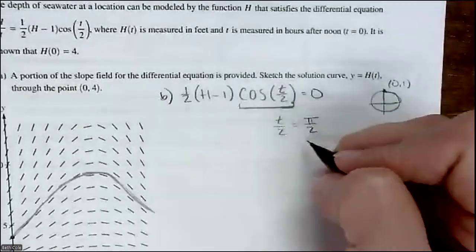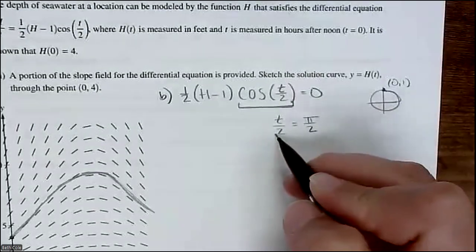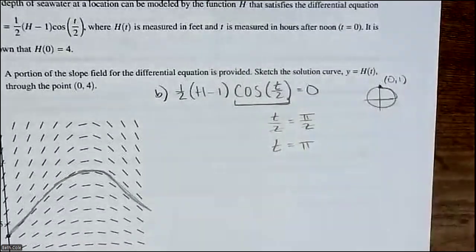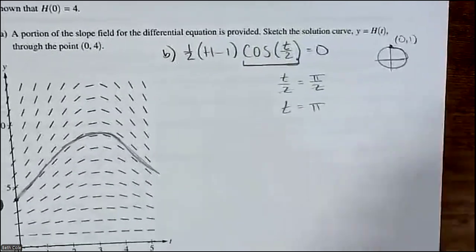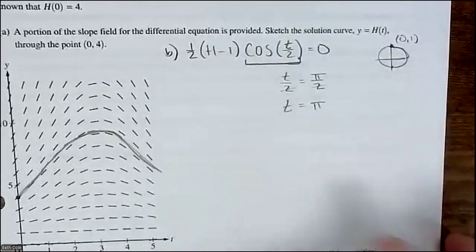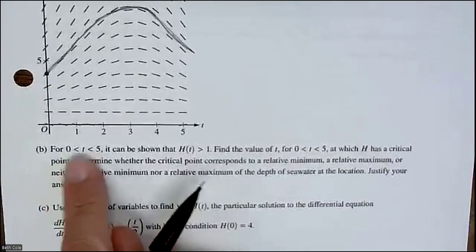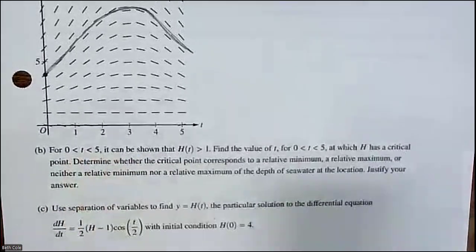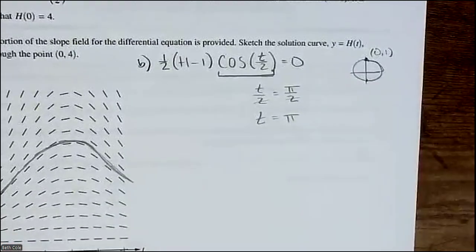And then what would you do to get t by itself? Basically, multiply by 2. The 2s are just going to cancel. So you get t equals pi, which is 3.14. Again, if you went further and went all the way down to this one, our interval was 0 to 5. Pi is pretty much right in the middle of that. If you went further, you're going to be outside of the interval. That is good to think about, though.